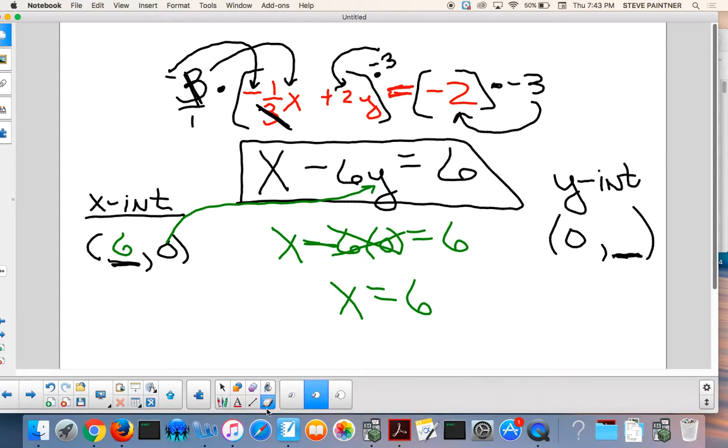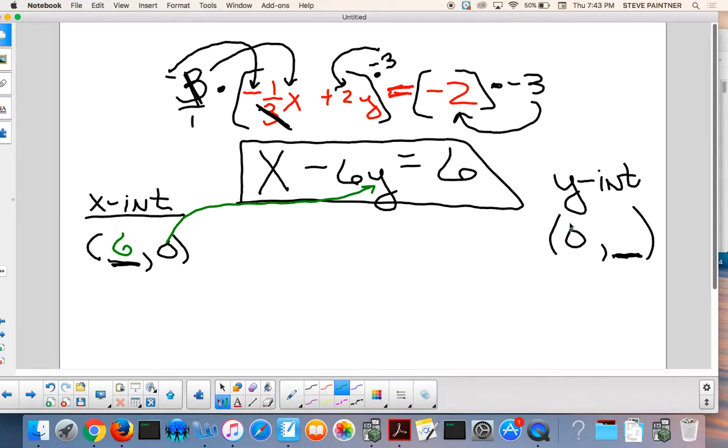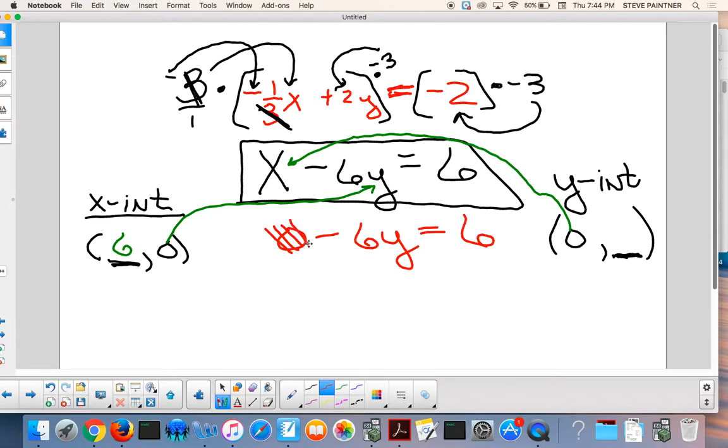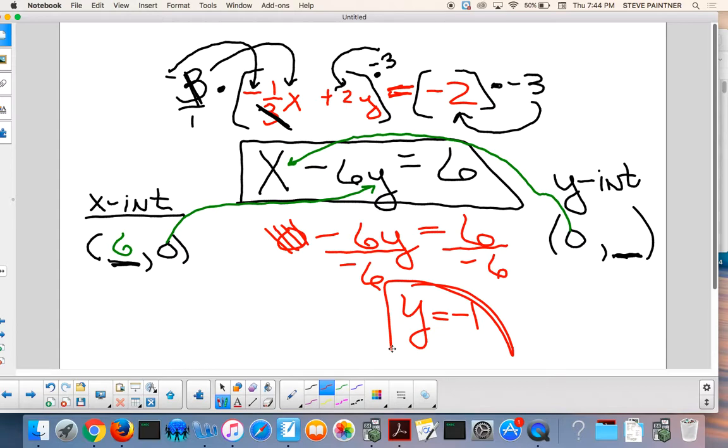Okay, try the other one. The other one would be the y-intercept. So now put 0 in for x and see what happens. 0 take away 6y equals 6. Well, 0 is nothing, don't write it down even. Divide both sides by -6. Answer? -1. And there you go. 0, -1 is the y-intercept.